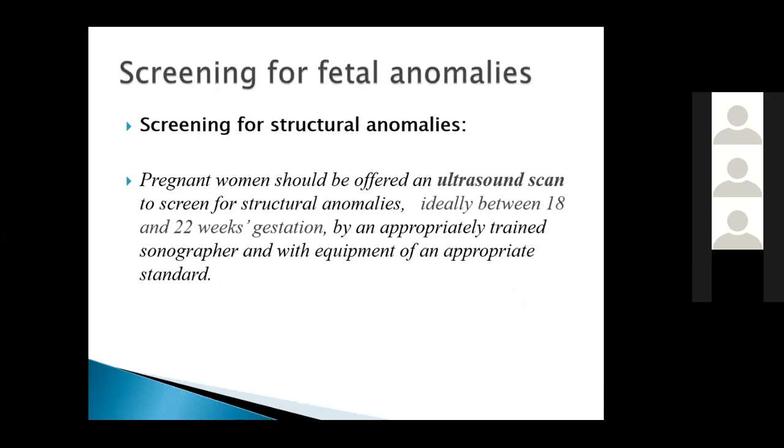So there is also screening for fetal anomalies. Screening for structural anomalies, we offer the ultrasound, that is the anomaly scan, to screen for structural anomalies. Ideally, it should be done between 18 and 22 weeks of gestation by an appropriately trained sonographer and with equipment of an appropriate standard, because this is a very, very important ultrasound. It will give you all information regarding the baby structure.